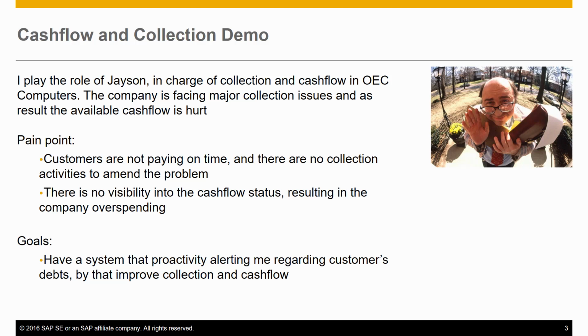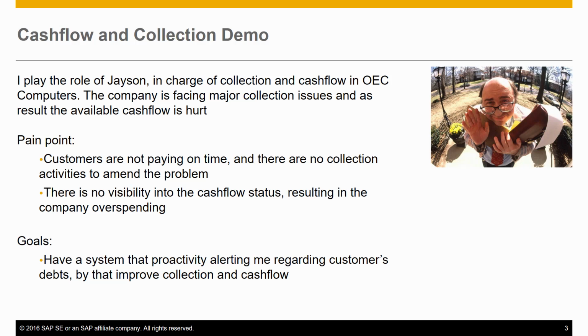I play the role of Jason, in charge of collection and cash flow in OEC computers. The company is facing major collection issues, and the result, the available cash flow, is hurt. Customers are not paying on time, and there are no collection activities to amend the problem. And there is no visibility into the cash flow status, resulting in the company overspending beyond its budget.